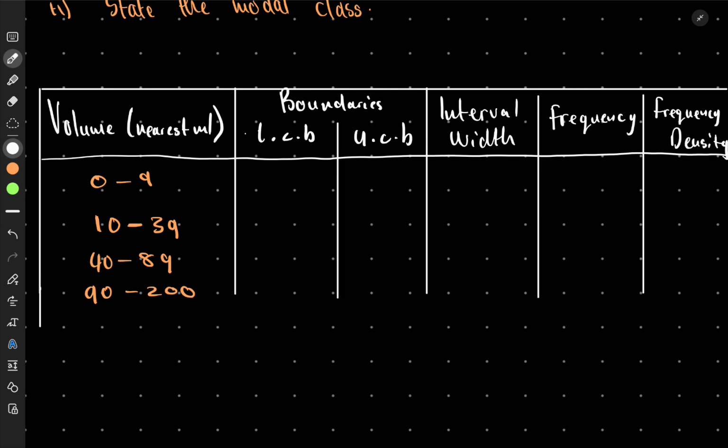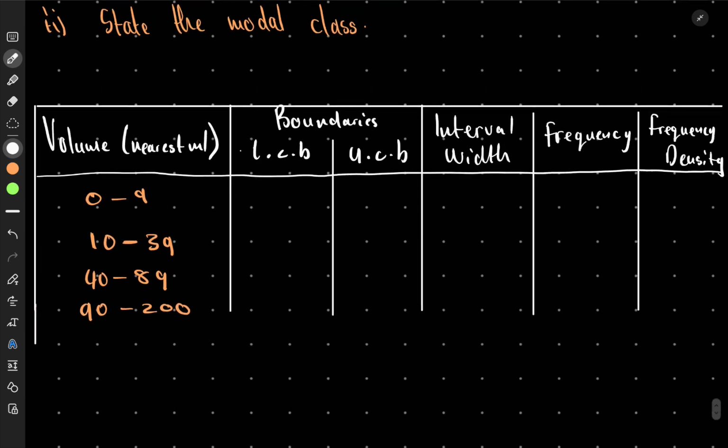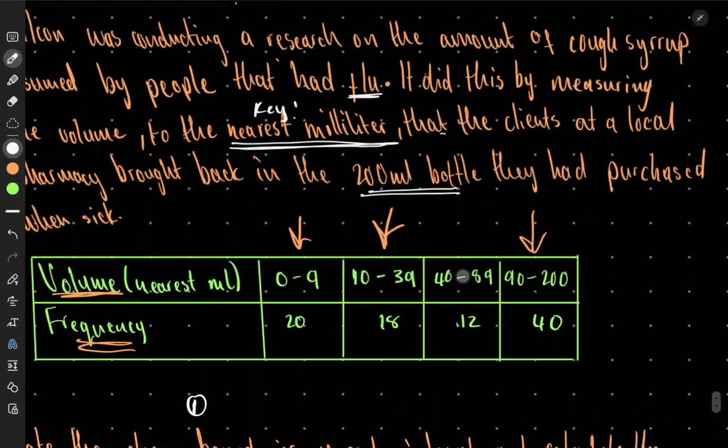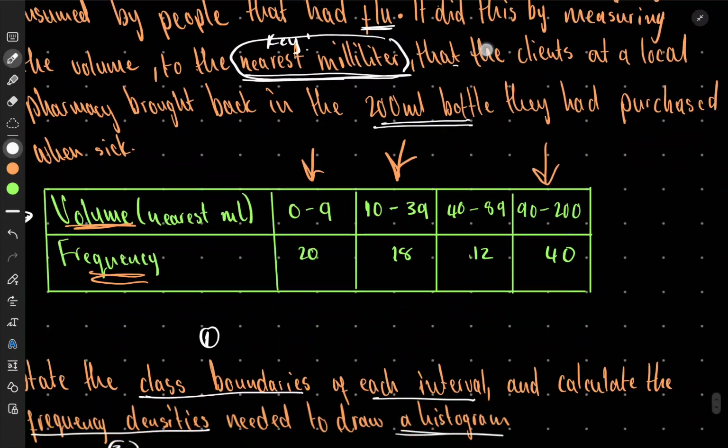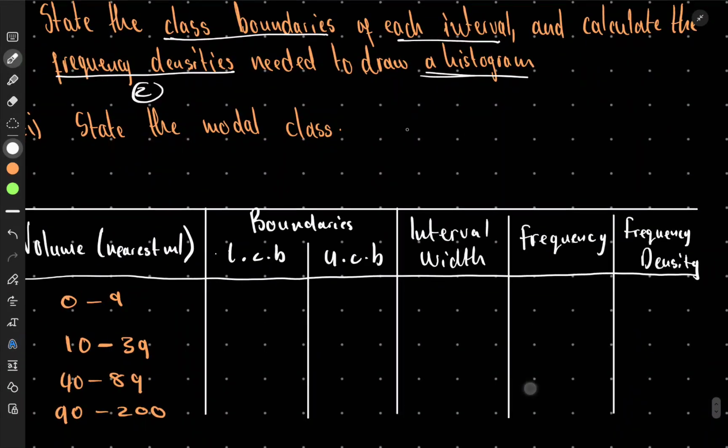Now, this is how you do it. For boundaries, remember that we always go by what it says: to the nearest. Look here. It says to the nearest what? Milliliter. So I'm going to say 1 milliliter divided by 2, because they say to the nearest milliliter, which is 1. So 1 milliliter divided by 2 gives 0.5 mL. That means I'm going to add 0.5 to the upper bound and subtract it from the lower bound to get my boundaries, from these ends, 0 and 9.